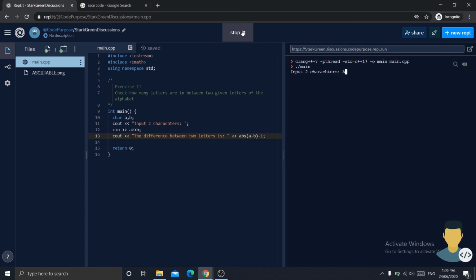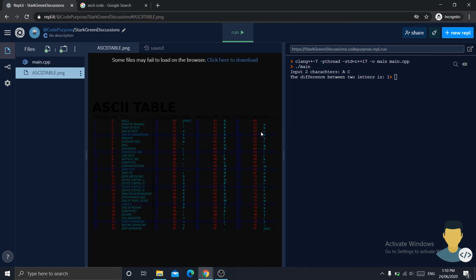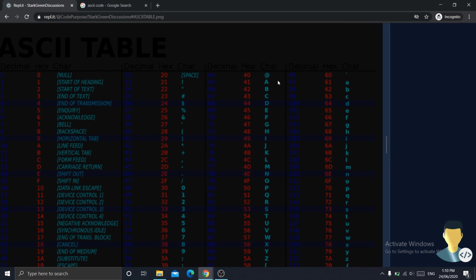Let's type A, B. The difference between two letters is 0. Another example. A, C. The difference between two letters is 1. Like we have it here, between A and C there is one letter in between.